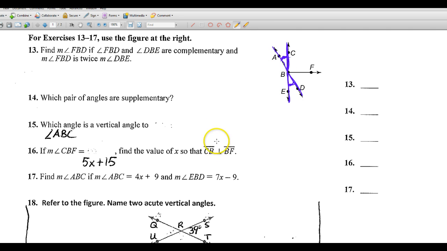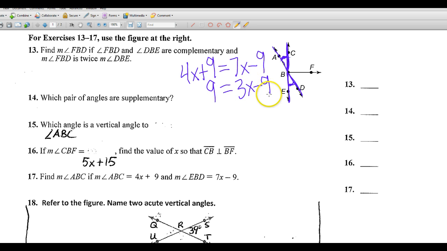So if they're vertical angles, they're congruent, so we set them equal. So 4x plus 9 will need to equal 7x minus 9. Subtract 4x from both sides. Add 9 to both sides. And divide both sides by 3. So we get x is equal to 6.